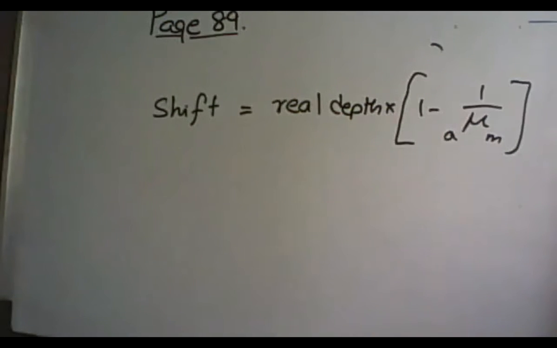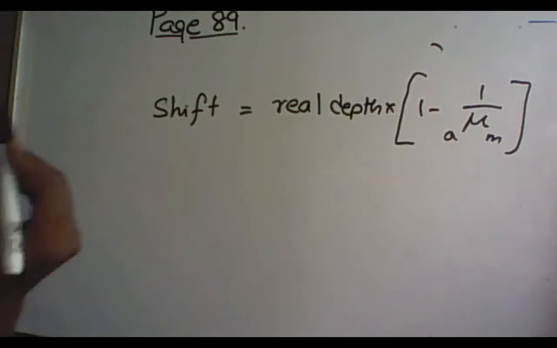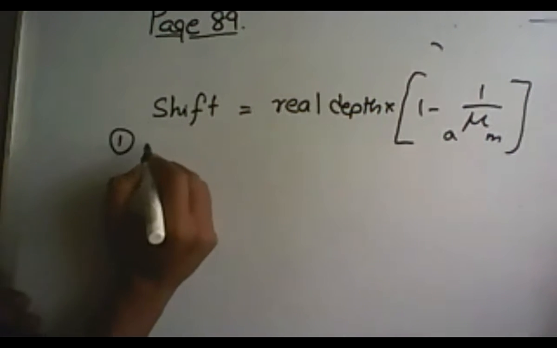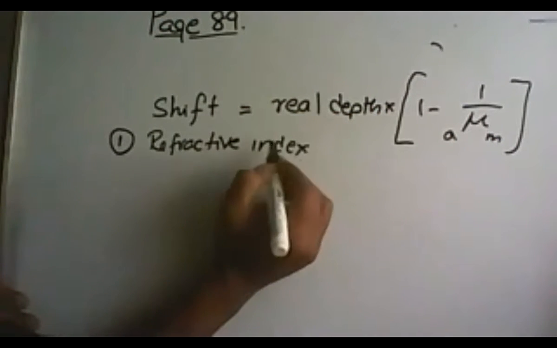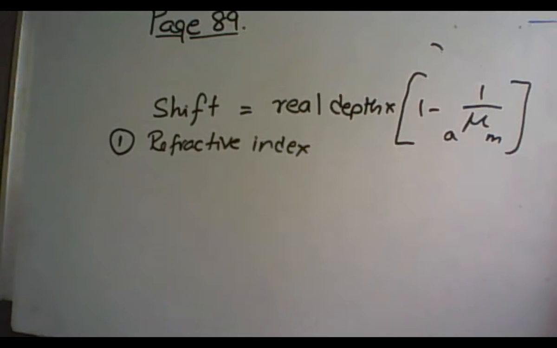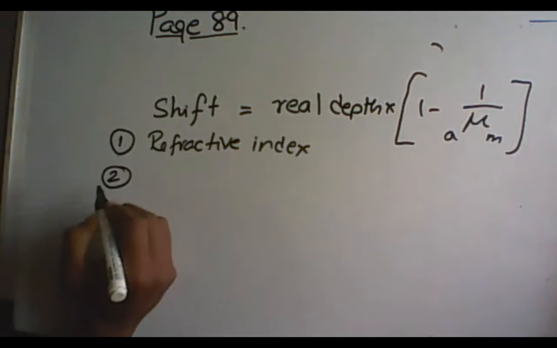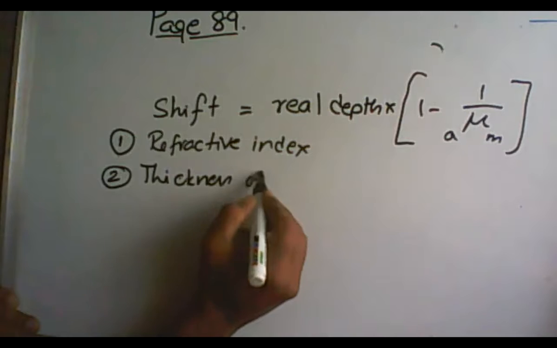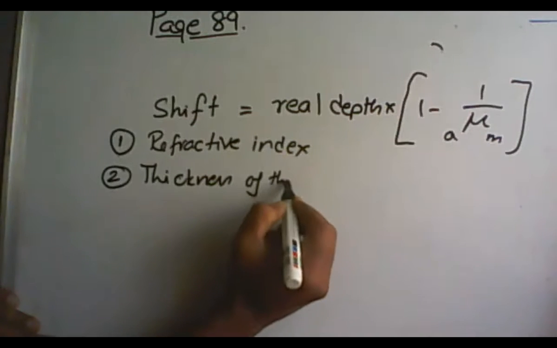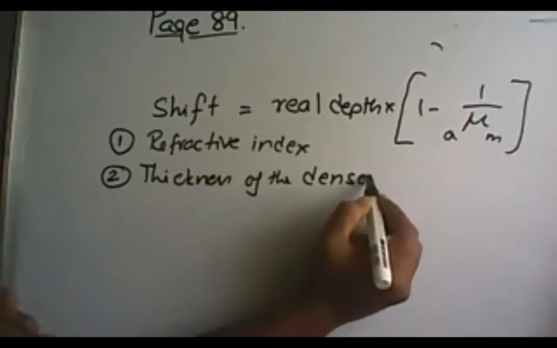Now we move on to the dependence of the shift on what factors. So there are three factors given in your textbook on which the shift depends. The first one is, of course, the refractive index. So obviously, the greater the refractive index, the more bending of light. So therefore, there is going to be a greater amount of shift. The second point is thickness of the material. Let me put it as thickness of the denser medium.